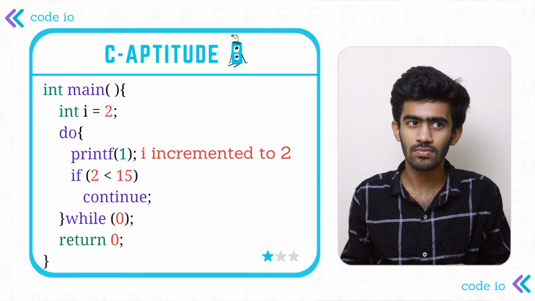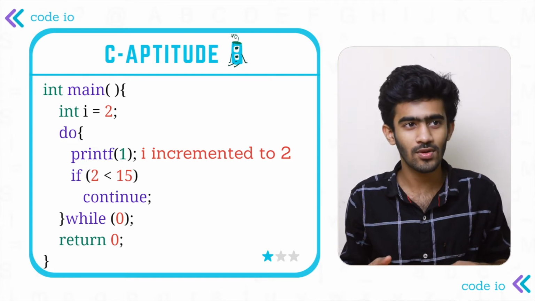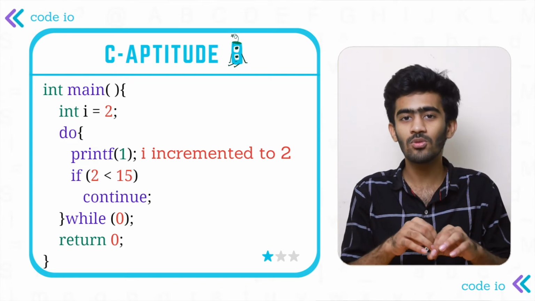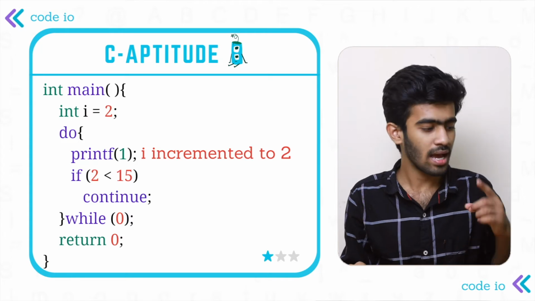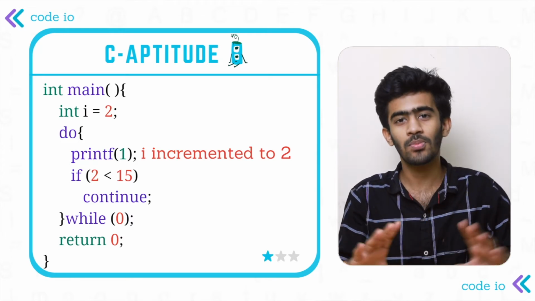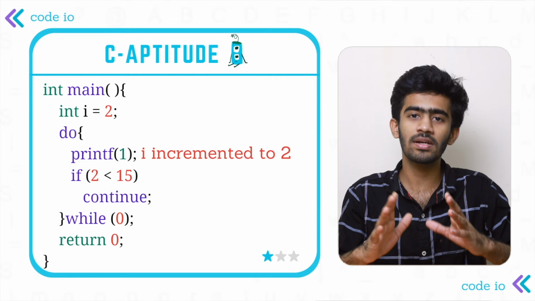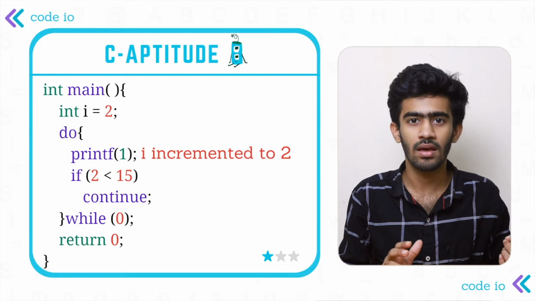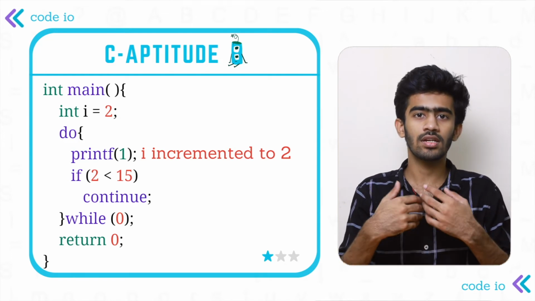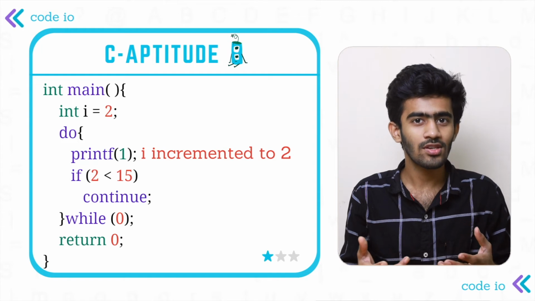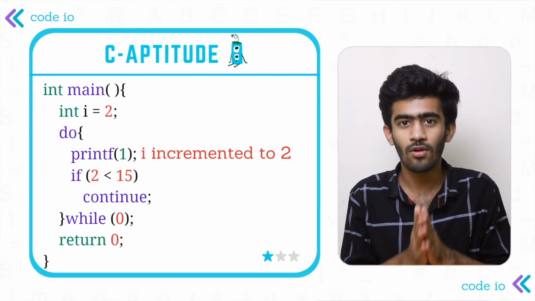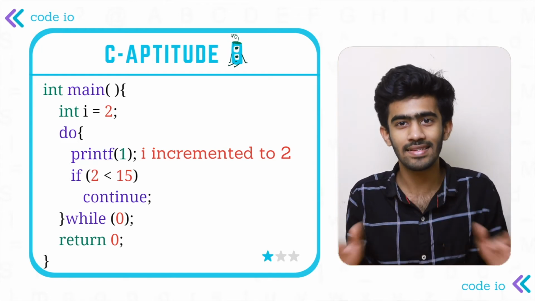So while of 0 means while of false. It is false and hence the loop will end at this point and return 0. So the whole program is ended. What have we printed till now? We have printed 1 and the value of I has been incremented to 2, right? So that is the output. 1 will be printed and that is the end of it.